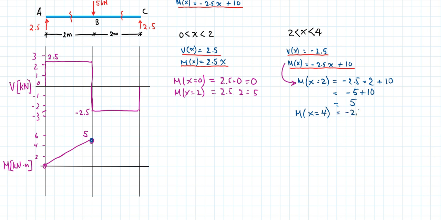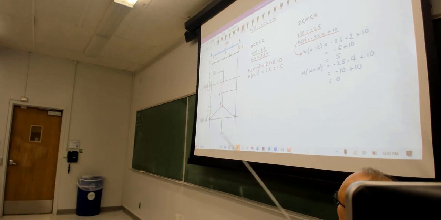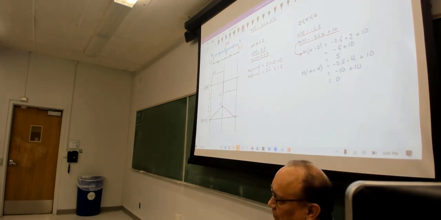Equals minus 2.5 times 4 plus 10. What is 2.5 times 4? 10, right? Minus 10 plus 10 equals 0. So it goes back down to 0. So I can do this line. All right. Good. Well, this part that I'm doing here is just making a graph with an equation.